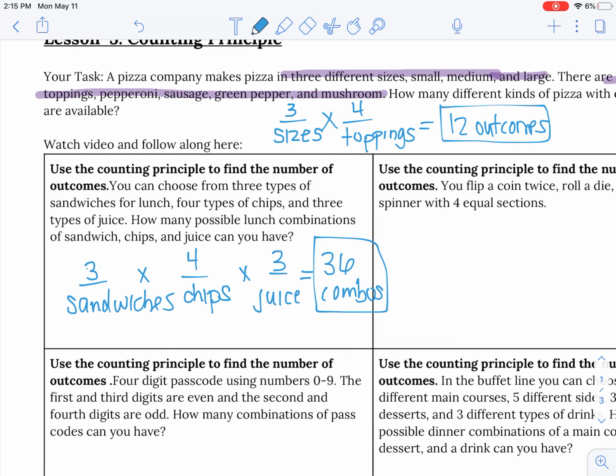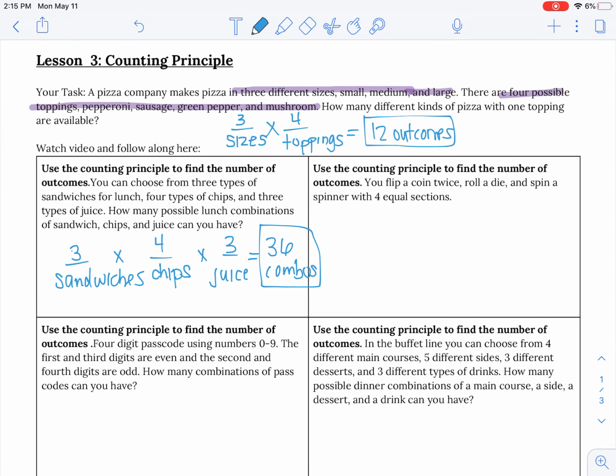And that is it. Moving on to the third example. You flip a coin twice, you roll a die, and you spin a spinner with 4 equal sections. This one gets a little more complicated because of flipping the coin twice. You actually have to list it 2 times in your combination outcomes. We know that coins have 2 sides to them. So I'm going to list the first flip as my label, and I'm going to say there are 2 sides to that coin. I'm going to multiply that by the coin being flipped a second time. Still 2 sides on that coin.